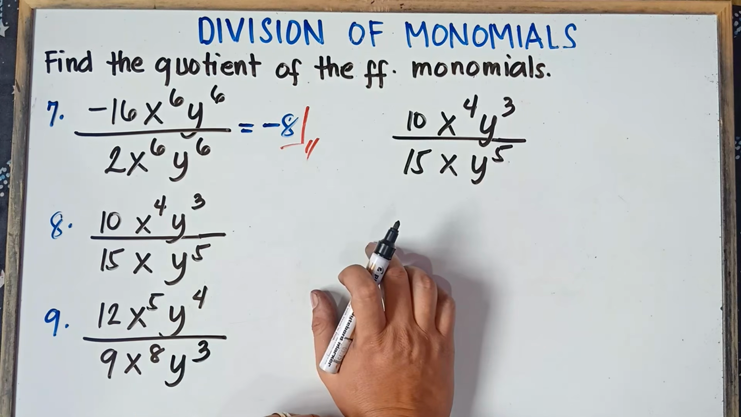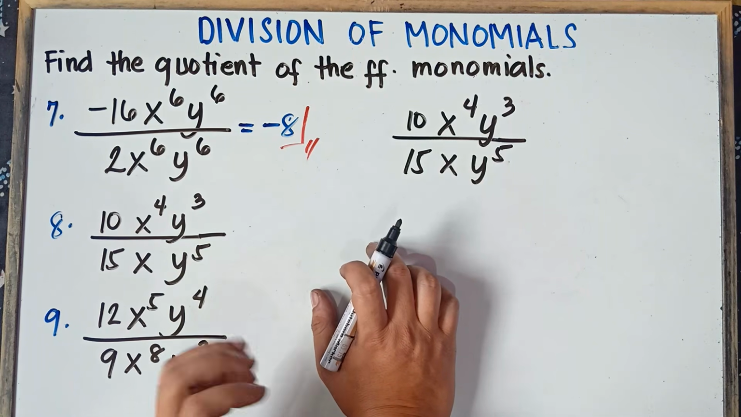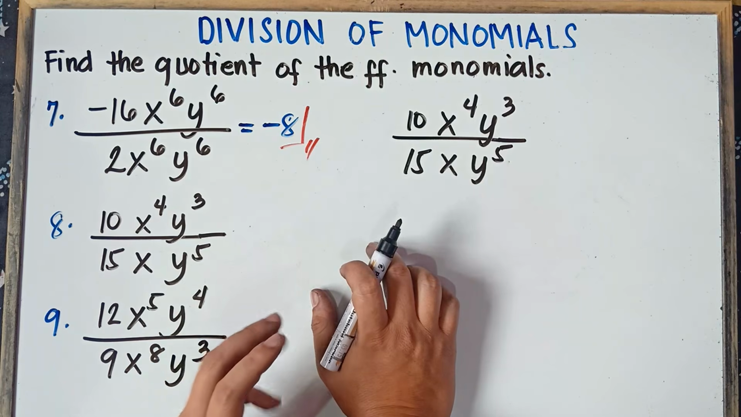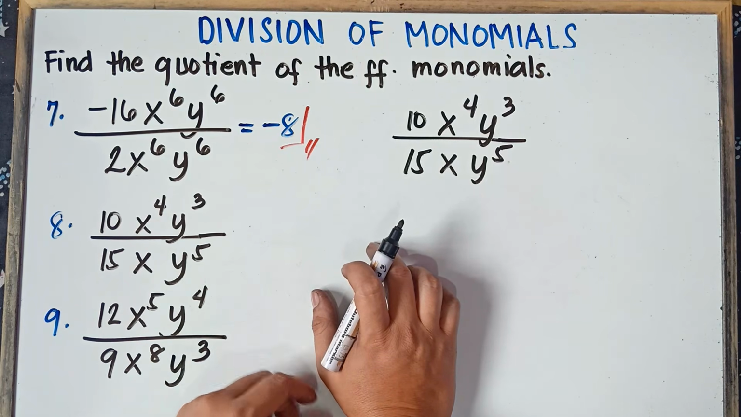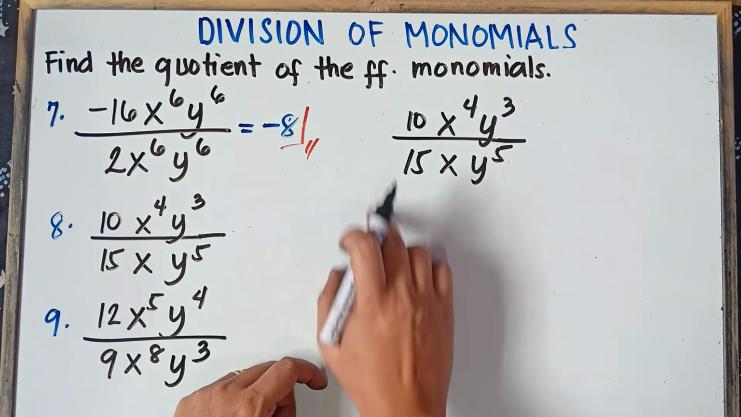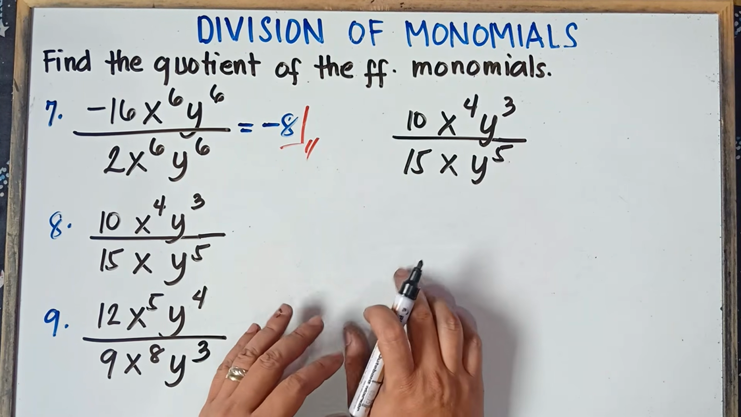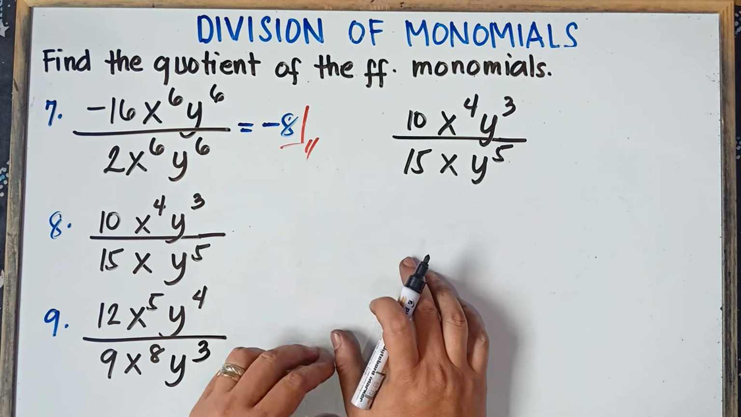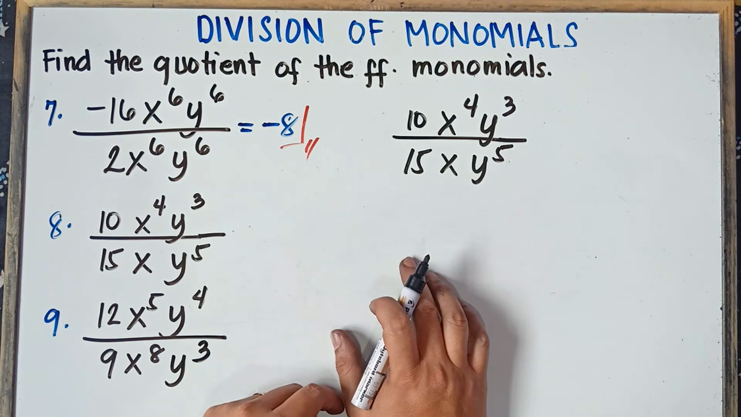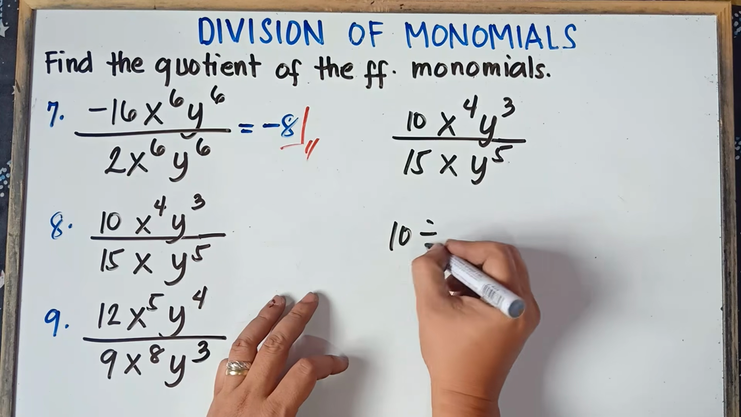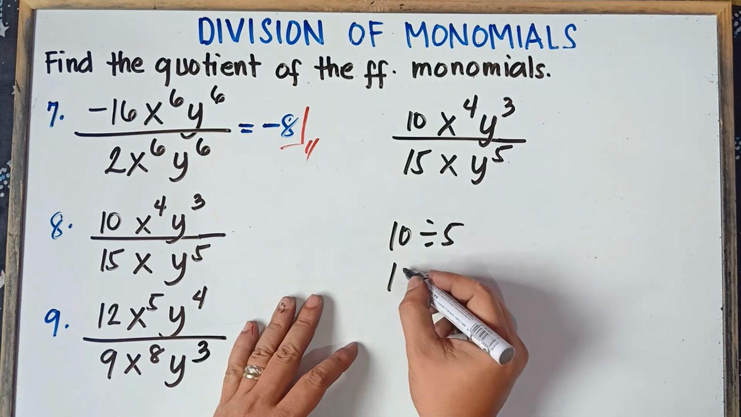Now, you need to find the GCF. What is GCF, class? That's correct. That will be the greatest common factor. You find a number in which we can divide both 10 and 15. So what would be the GCF of 10 and 15? That's correct. That would be 5, right? Because we can divide 10 by 5. We can also divide 15 by 5.